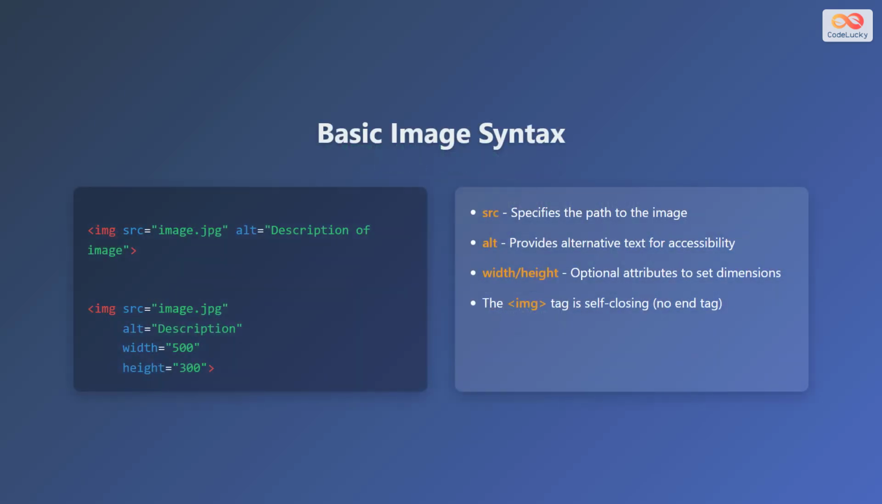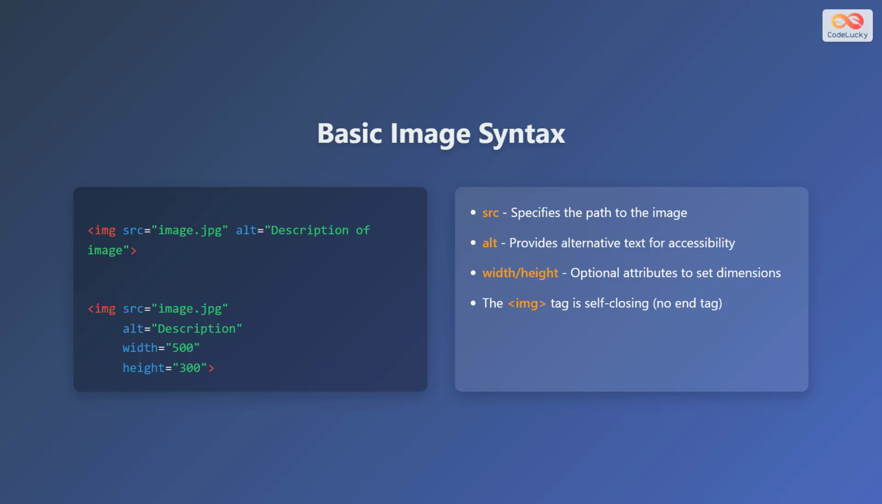Now, let's look at the fundamental HTML syntax for including images. The img tag is self-closing, meaning it doesn't require a closing tag. Inside the img tag, the src attribute specifies the path to the image file. This can be a relative path within your project or an absolute URL to an image hosted elsewhere.